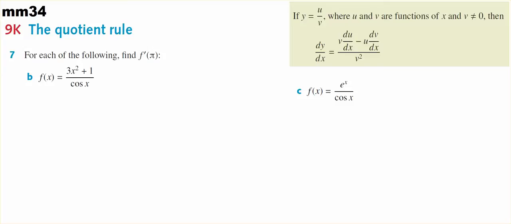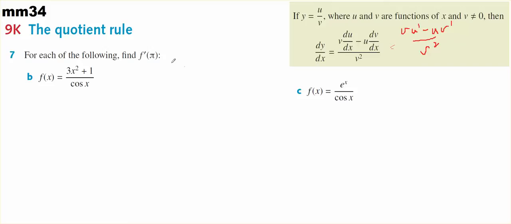This is for Year 12 Methods. It comes out of 9K, the quotient rule. Remembering that the quotient rule, if I was to use U and V notation, is equal to V U dash minus U V dash over V squared.